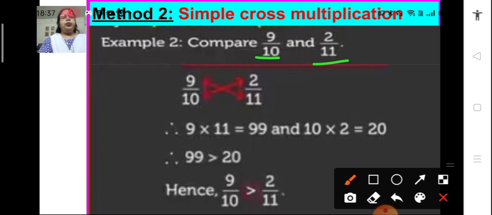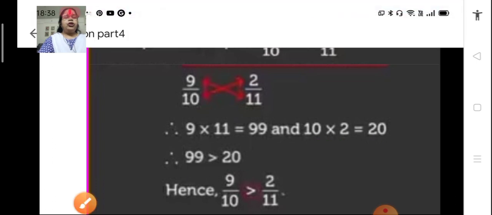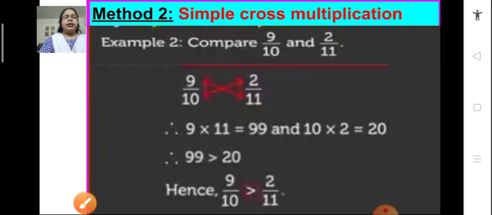So what do we do? We do the cross multiplication like we have shown here. 9 is multiplied by 11 to get 99 and 10 is multiplied by 2 to get 20. Now we compare both the cross products. So we find that 99 is greater than 20. So the fraction 9 upon 10 is greater than 2 upon 11. But normally we follow the LCM method to compare the fractions.